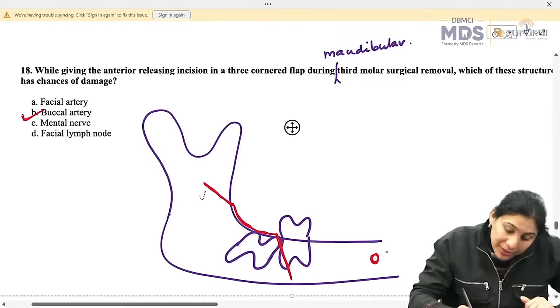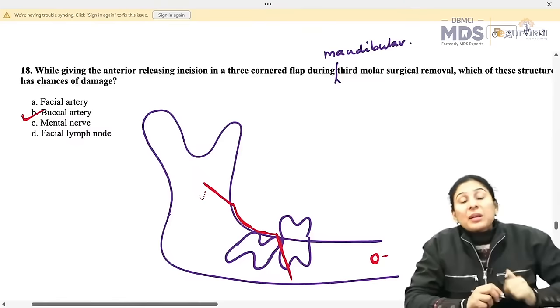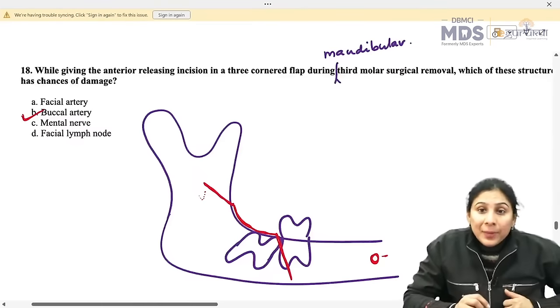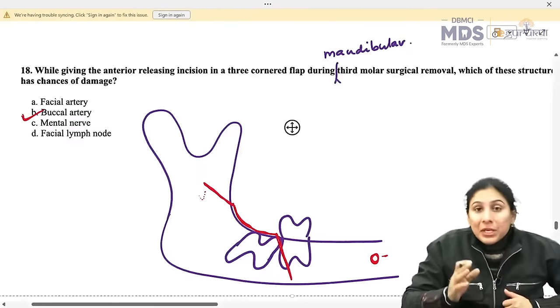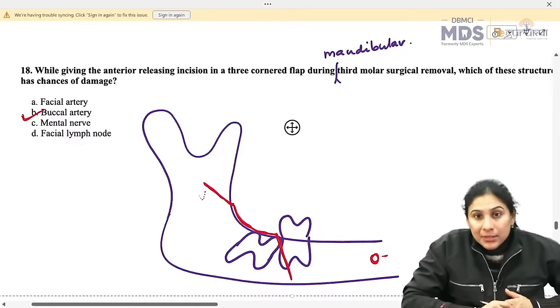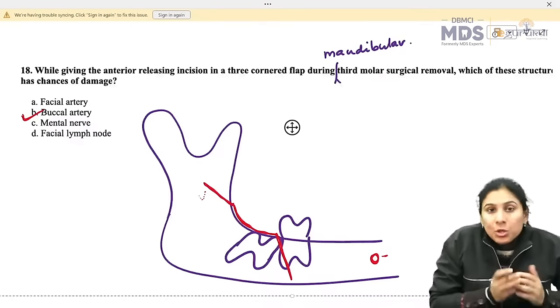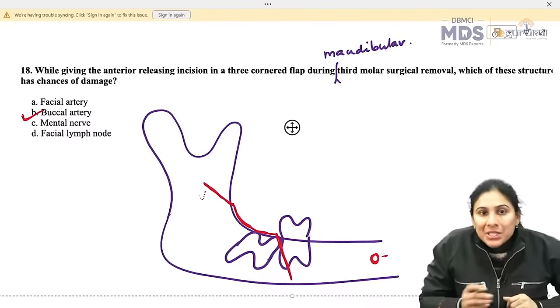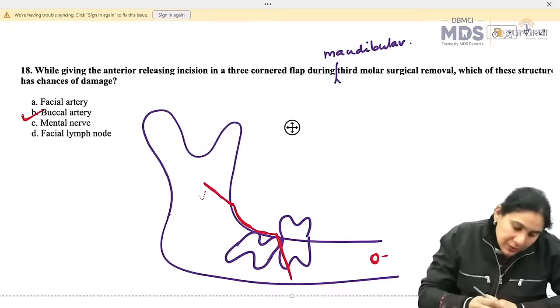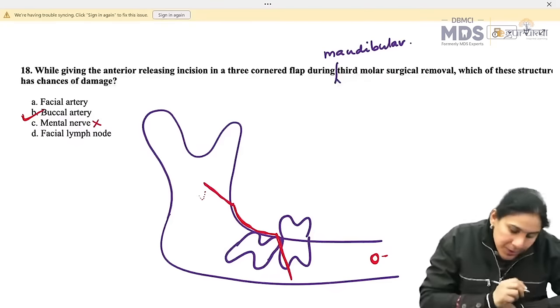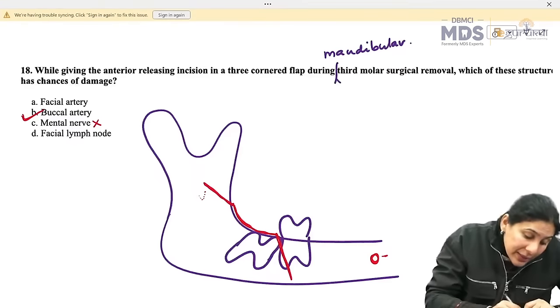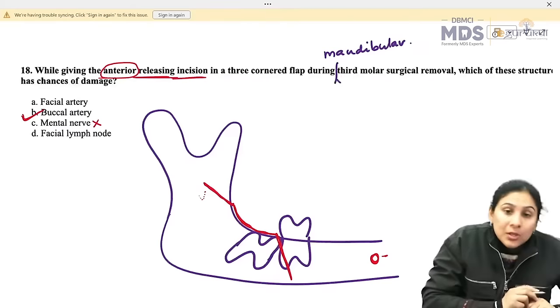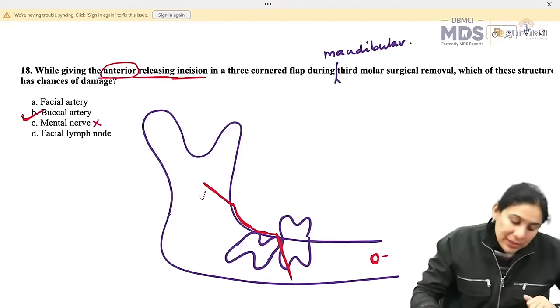Jyoti, the mental foramen is here, near the second premolar, between the first and second premolar. Okay. The mental foramen is present between the premolar teeth. And you are removing the third molar tooth. Why will it cause an injury to the mental nerve? It will not cause injury to the mental nerve. Okay. The question is, while giving the anterior releasing incision, which is the anterior releasing incision?